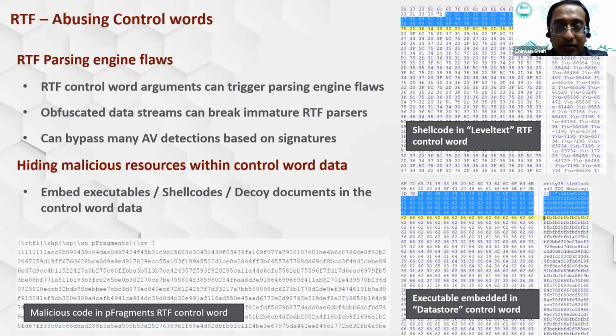They can hide malicious resources within the control word stream of data, and they can obfuscate the control word stream to break immature parsers, right? And it can even bypass many of the static AV detections, which are based on signatures. So the attacker can basically craft the RTF file in a way that breaks the detections based on static signatures. So these are primarily examples where the control words have been abused.